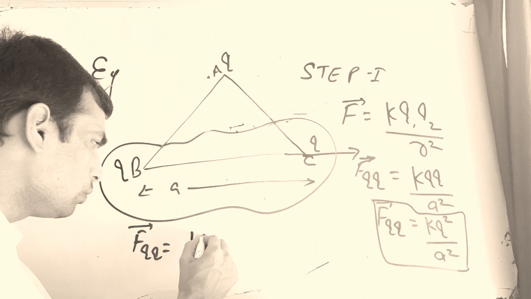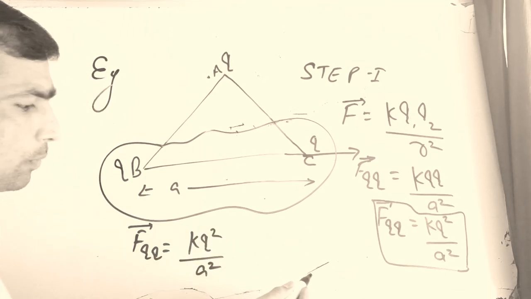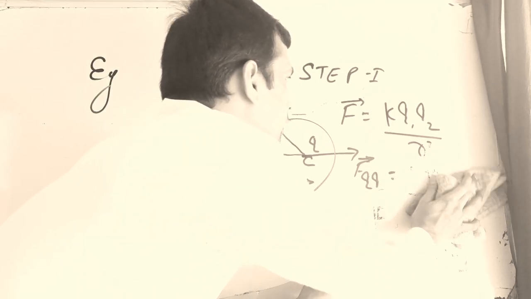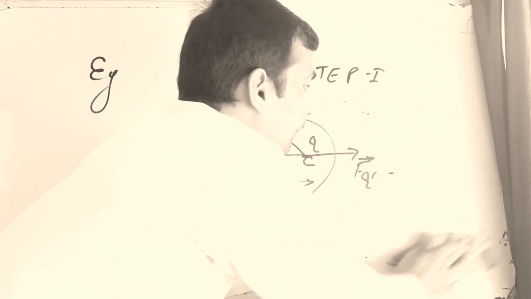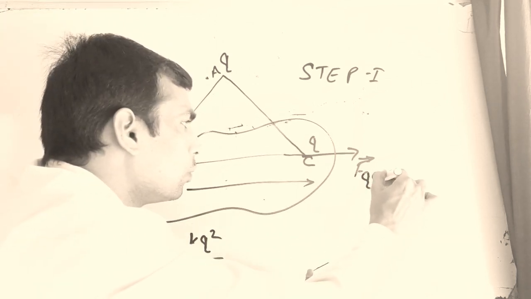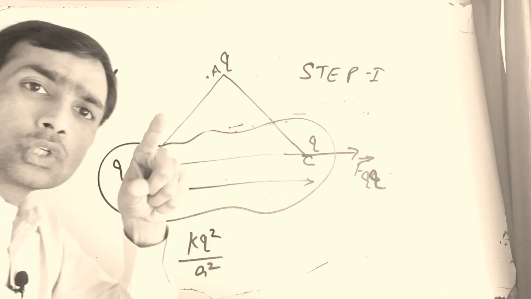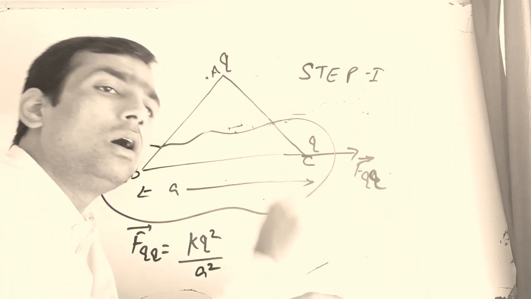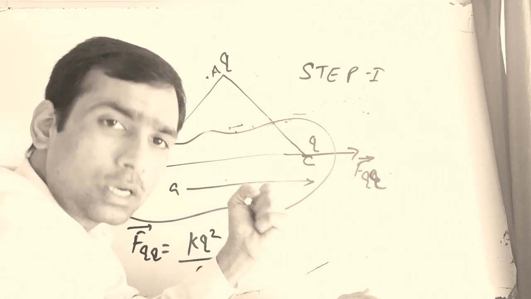So this is equal to KQ square upon A square. Okay, so I am going to erase all this data. Now I am going to again consider a pair of charges. But remember one thing, student: if you have taken this charge as a pair, then there is no need to take both of the charges as another pair of charges, because it's a mandatory condition.